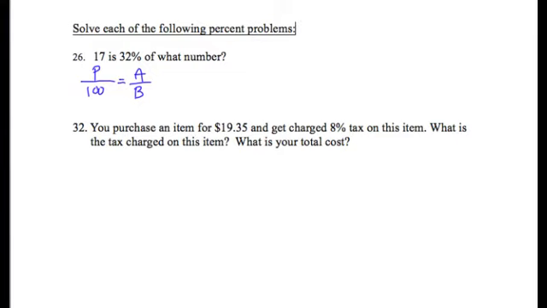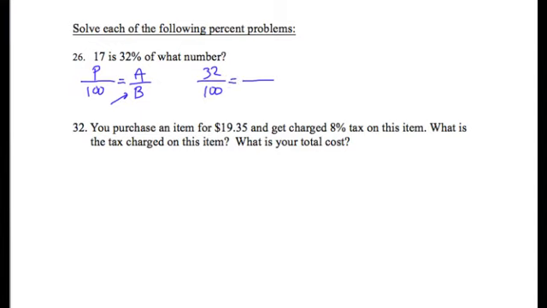But the key here is that we're always taking a percent of this base. So whatever we're taking a percent of in the problem, that's always going to be our base. So let's go ahead now and fill this information from our problem 26 into this percent proportion. So our percent then is 32. So I'd say 32 over 100. And now I have to make sure I get the base next.